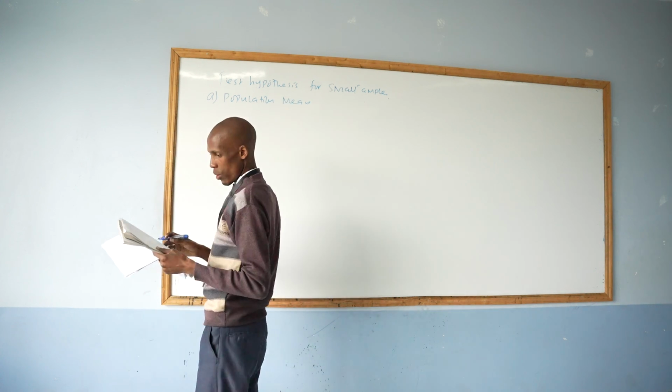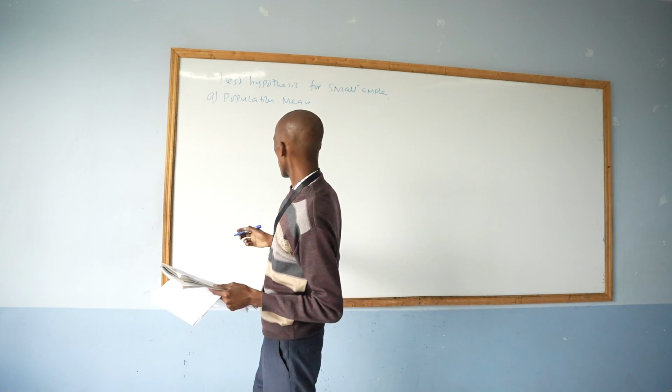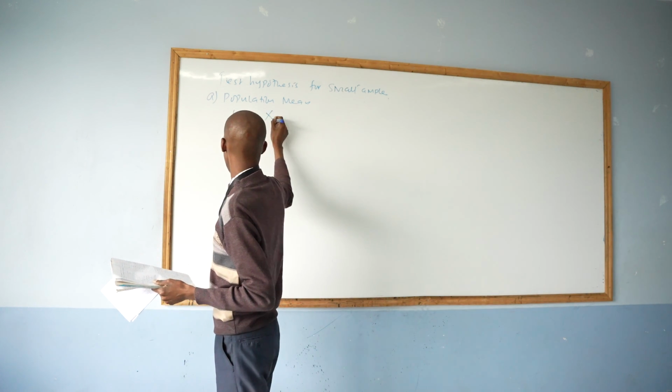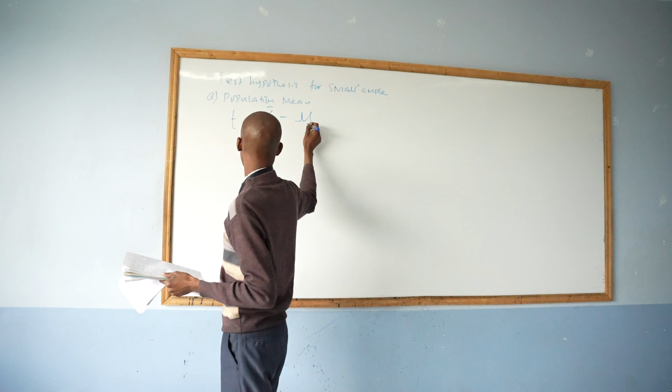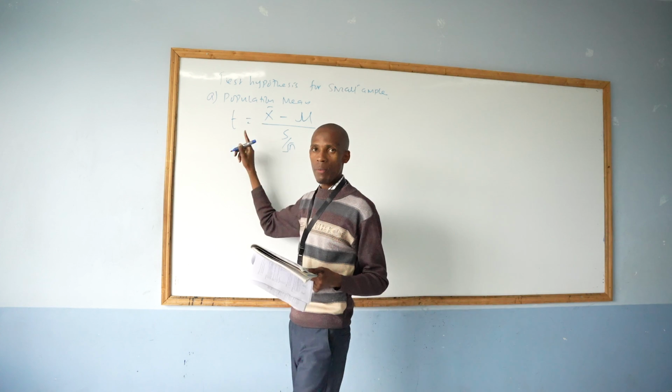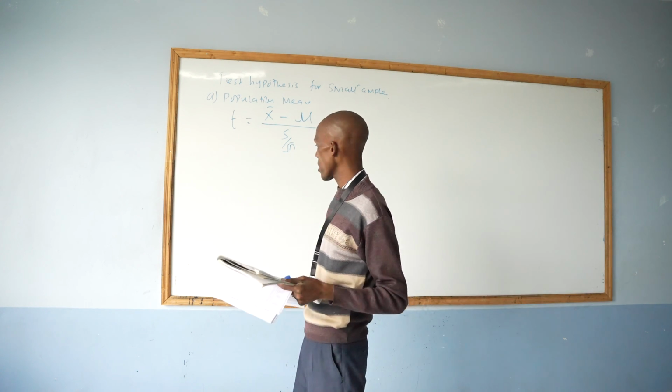Please, the others you can go and read. So the procedure will be the same. The only thing that will change is T. T will be sample mean divided by standard error. You can see it is the same as Z, but now here we are going to use the T table. It's a small sample.